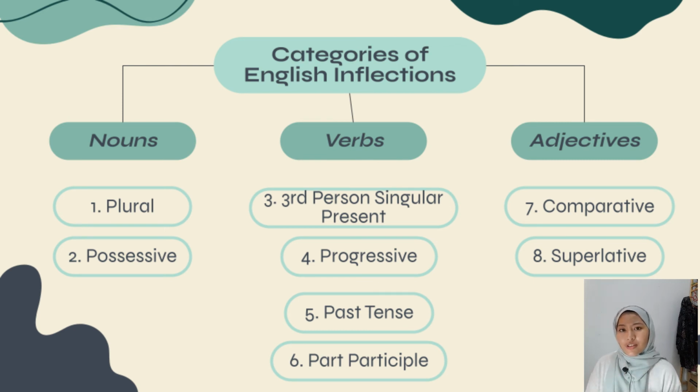Under verbs, on the other hand, there is the third person singular present, there is the progressive inflection, there's the past tense, and also past participle. And the last one, which is adjectives, which is my personal favorite because it's very fun and interesting, we have the comparative and superlative inflection. So to combine it all together, the 2 under nouns, and then there's 4 under verbs, and another 2 under adjectives, altogether we have 8 categories of English inflections.